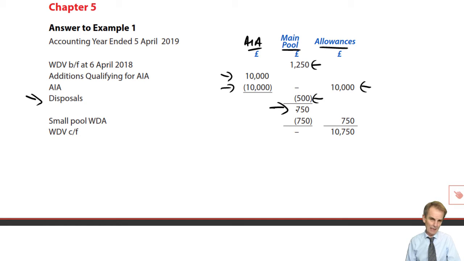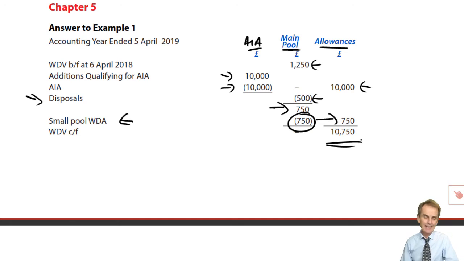Prior to calculating any WDA, it doesn't exceed £1,000. So the small pool WDA picks up the full remaining amount of 750 and clears that to the allowances of this period. Again, deduct from the adjusted trading profit to give you your tax adjusted trading profit. Job done. Again, that type of exercise, in all honesty, is probably more likely as an objective test question rather than as part of a written question. But again, we need to know how to deal with it.